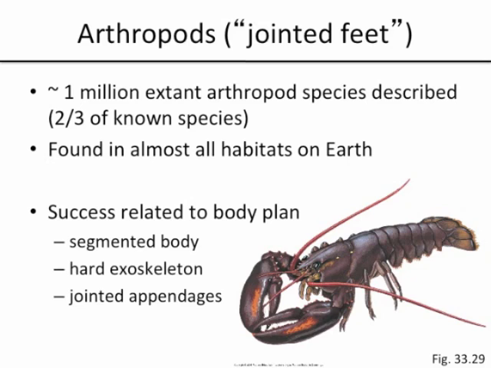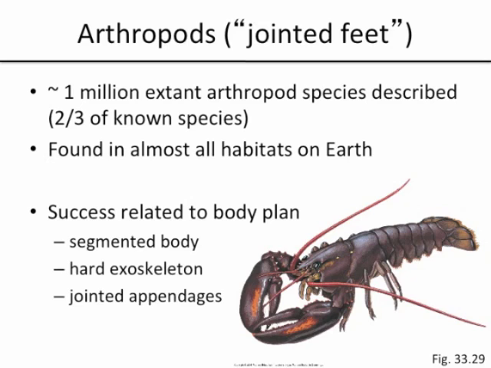They're found in almost all habitats on Earth. So we're going to look, there are aquatic arthropods like the lobster here. There are also terrestrial arthropods. There are arthropods that are found in the desert. There are arthropods that are found in the tropics. They're found in all different environments.